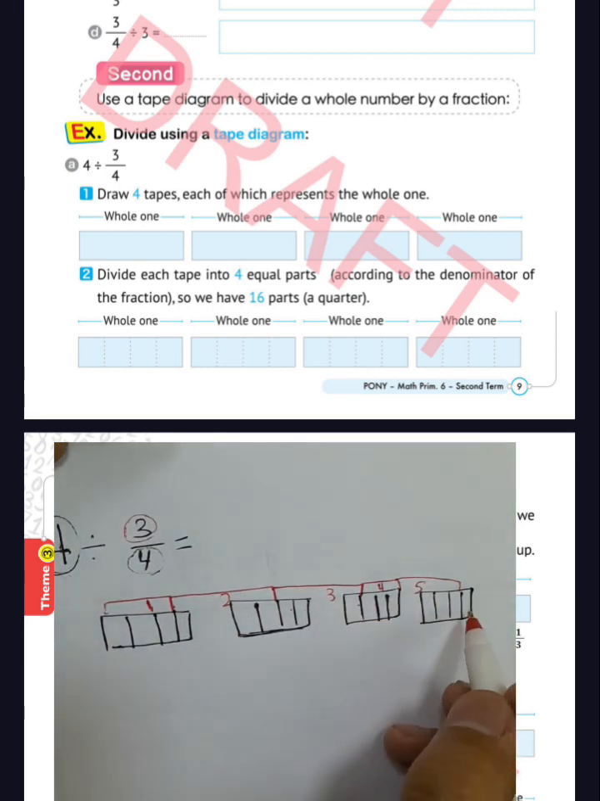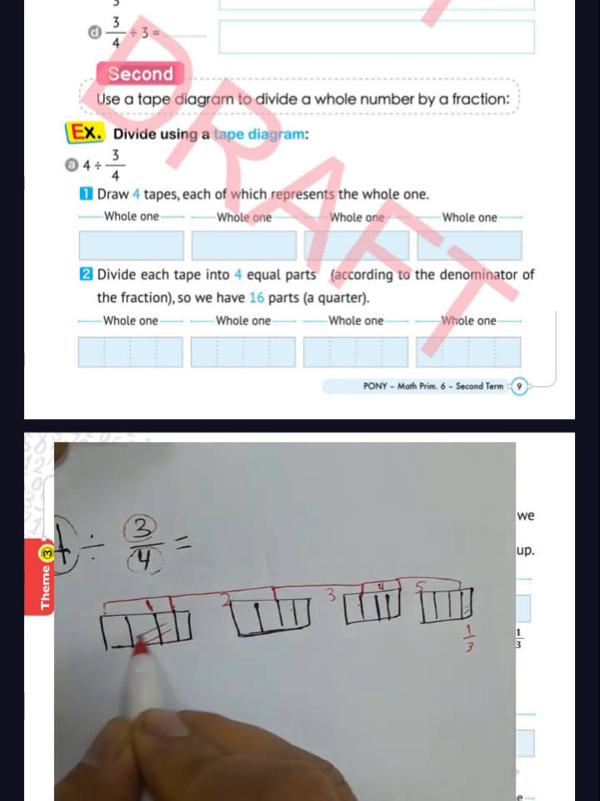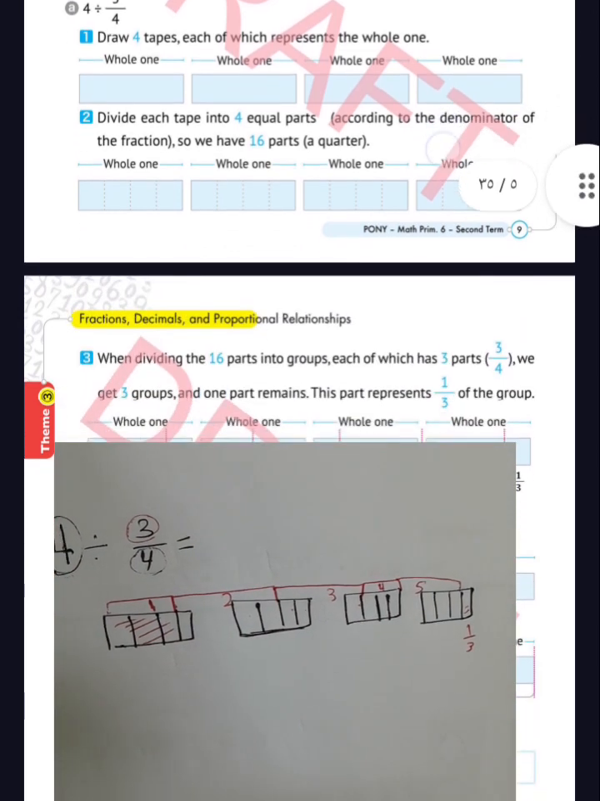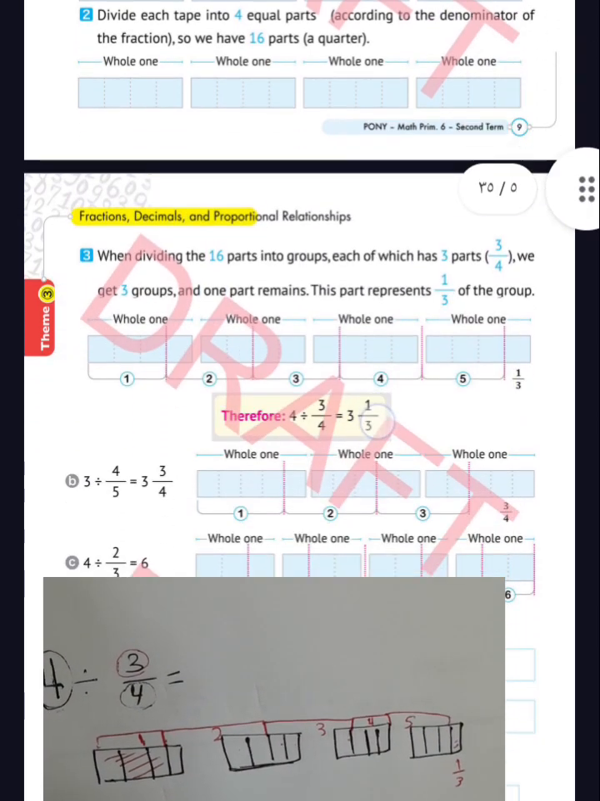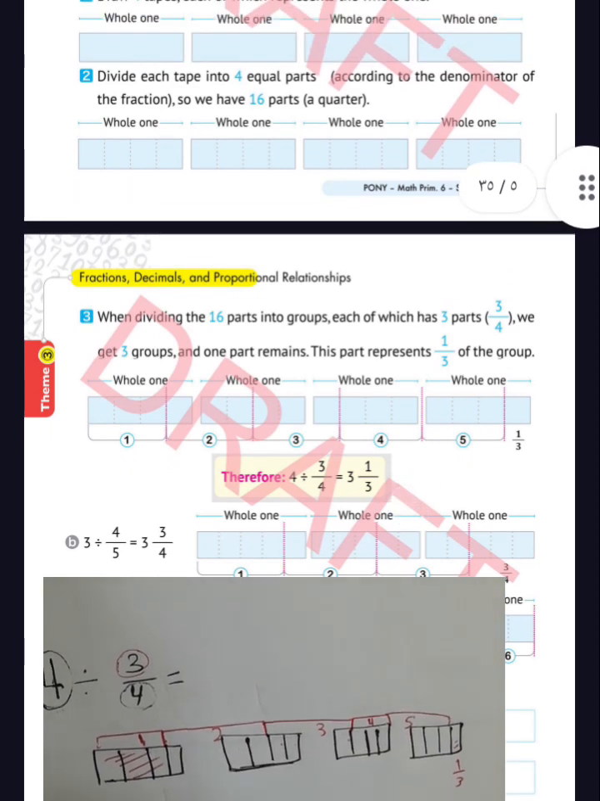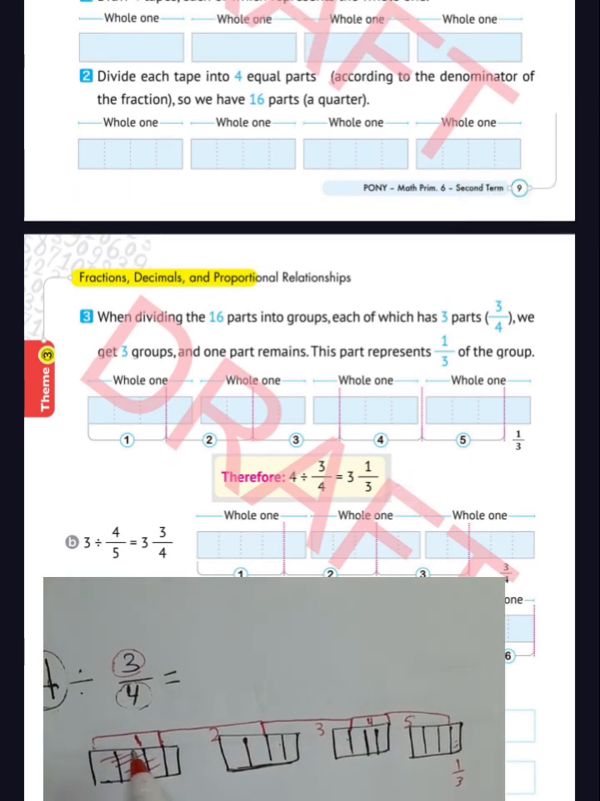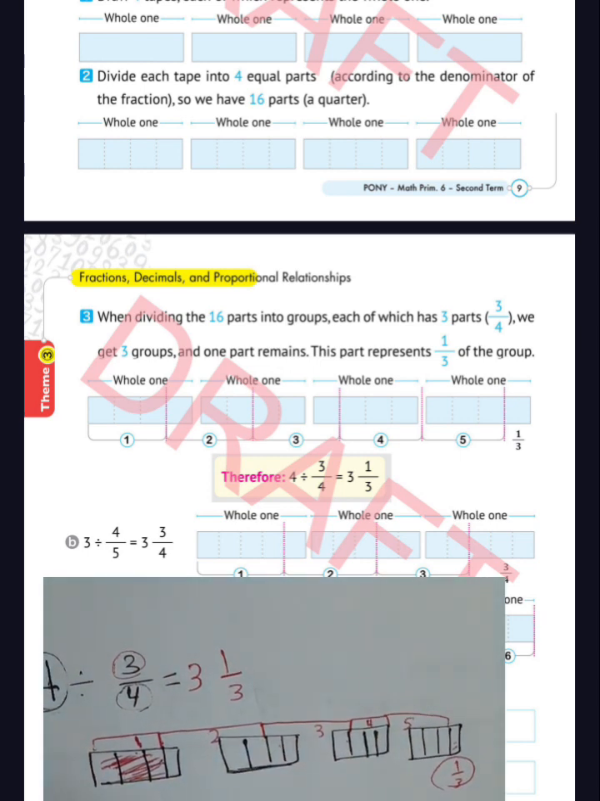And the remainder here, 1 part from 3 parts you count here. Then the result you can write outside here. How many groups here? 1, 2, 3, 4, 5. Each one of them contains 3. Okay, then write 5 outside. And the remainder 1/3. Understood?